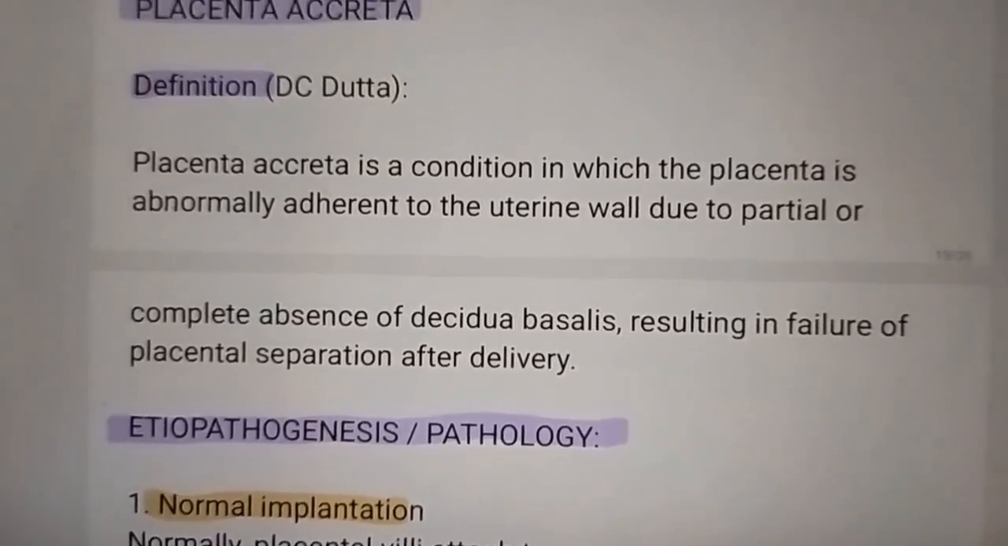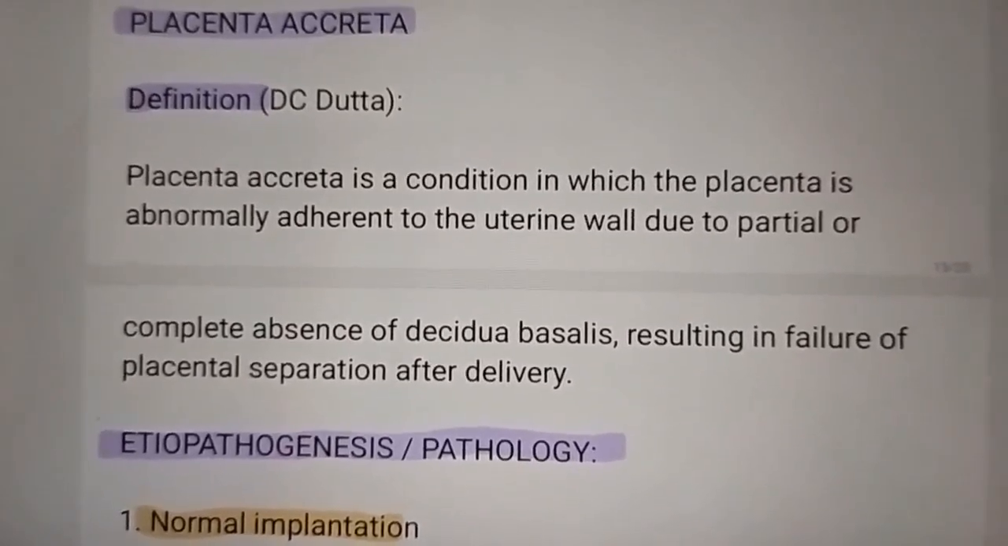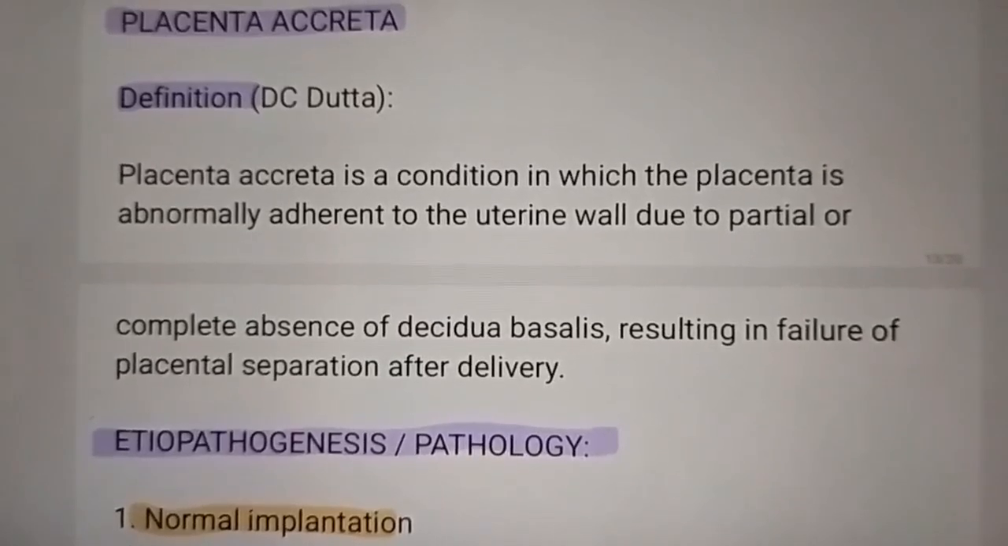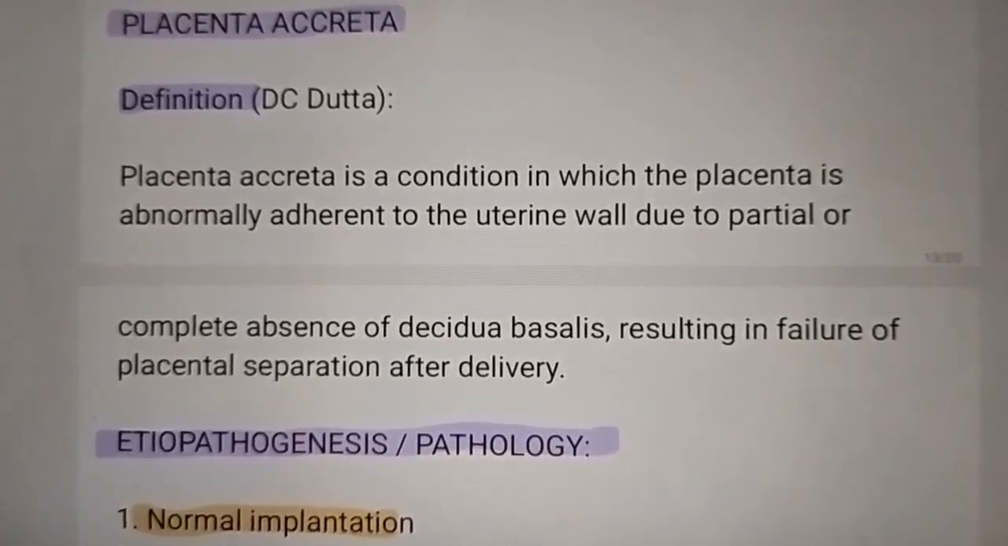Today our topic is Placenta Accreta. Next we will study Vasa previa and then placental hormones.